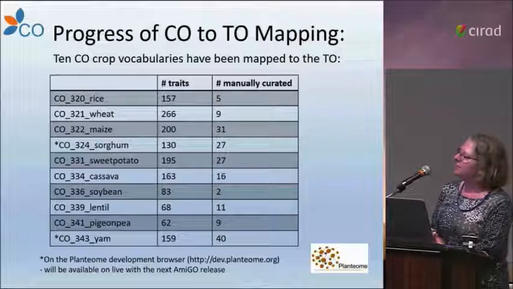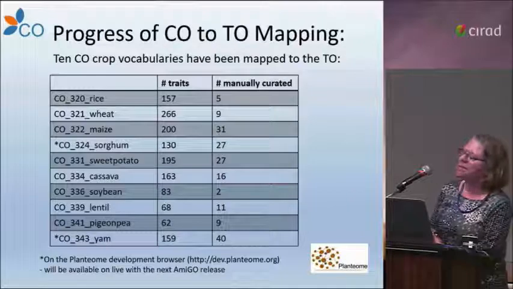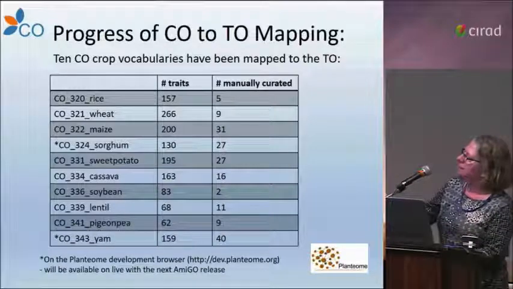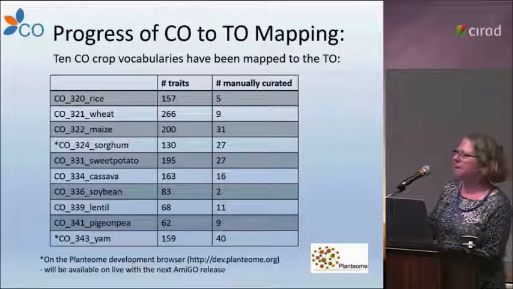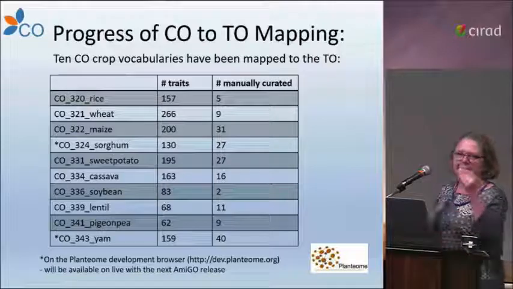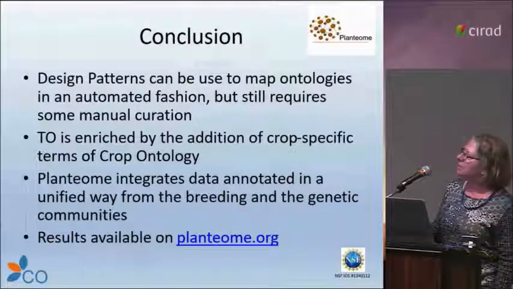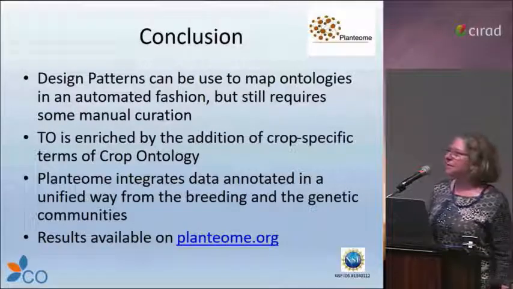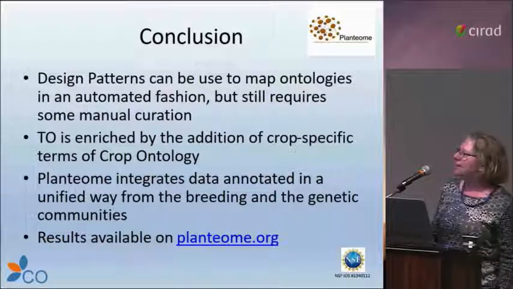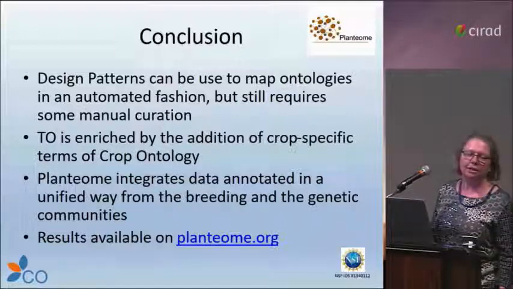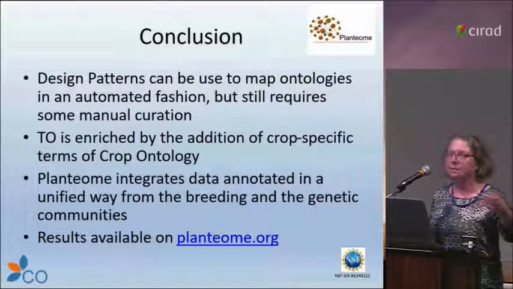So I just wanted to give you a little overview of the progress of the mappings. We have 10 crop vocabularies that have been mapped to the TO, and this map here shows the list of the traits, and then roughly how many had to be manually curated. Ideally, as we move forward, we can bring those numbers down and speed up this process. So in conclusion, design patterns can be used to map the ontologies in an automated fashion, but it still requires some manual curation. And the TO is certainly being enriched by the addition of these terms from the crop ontologies. It's an iterative process. We find things that we need to fix in the TO or add.